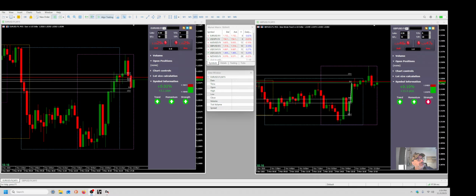And just drew a new fib on the Euro USD.